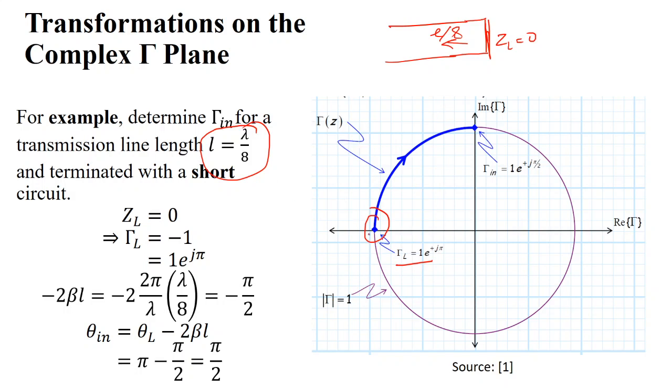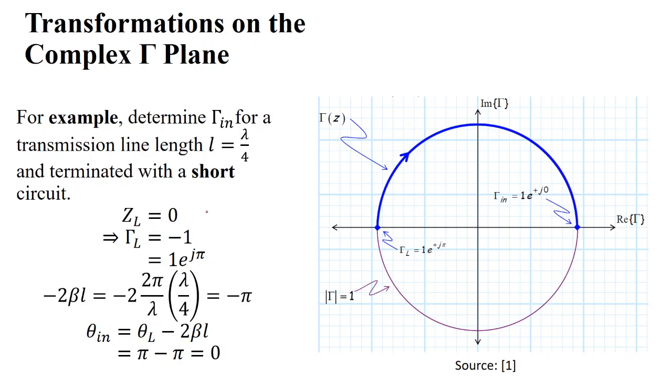Now, when you move lambda by 8, we already know that this whole circuit is lambda by 2. So this part will be lambda by 8. If you reach here, that means you have elapsed the lambda by 4 distance, or you can directly use this formula. If you are unable to understand it, you will directly put lambda by 8 and you will get this length equal to pi by 2. So 2 into 2 pi by lambda, and it is lambda by 8, so it becomes pi by 2. So you have to move 90 degrees from here to get the line impedance for this one. You will reach here. Okay.